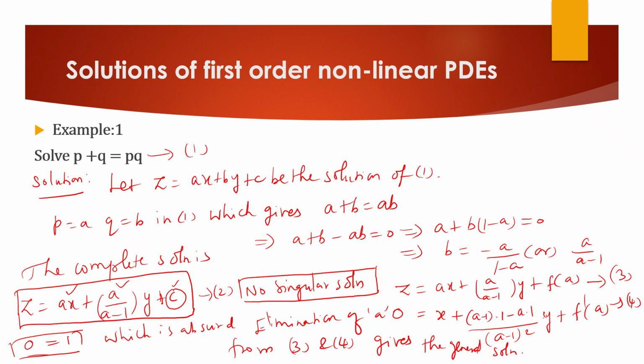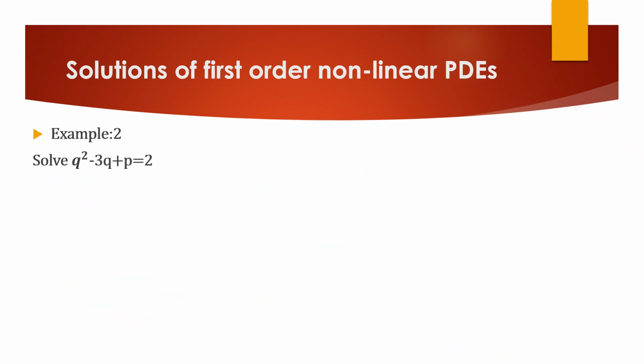So similarly, we'll try one more problem. See, this is a second example. Solve q² - 3q + p = 2. So again we have a first type of nonlinear PDE, because this PDE involves only p and q. So now we'll see the solution.